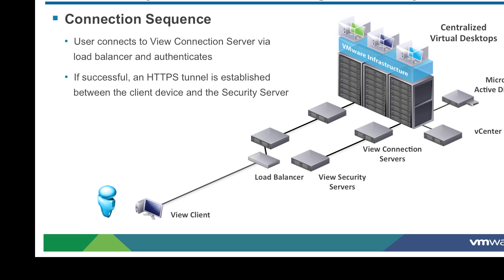If the authentication is successful, then an HTTPS tunnel is established between the client device and the security server. This HTTPS tunnel connection is made to the individual security server and is not load balanced. The decision about which security server is used has already been made by the load balancer. So this is represented by the red line here.